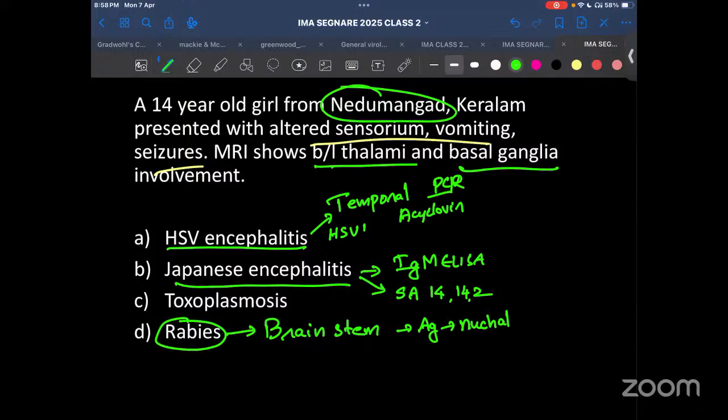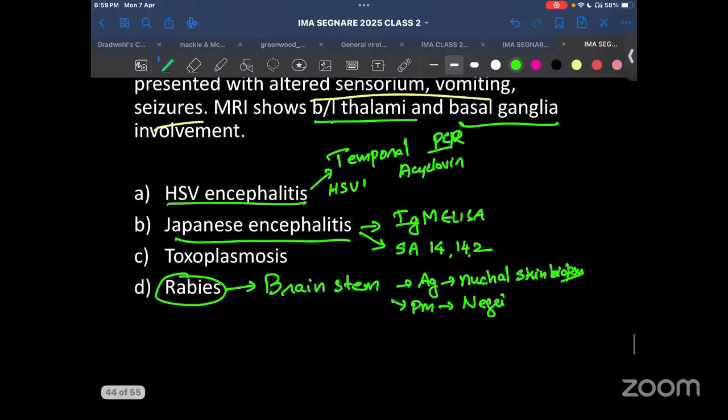Earlier we used to do corneal impression smear. That is outdated. We use nuchal skin biopsy. Nuchal skin biopsy is the diagnosis of choice. And for post-mortem diagnosis, we can take the brain and look for Negri body. That is an inclusion body. Okay, so that is it.